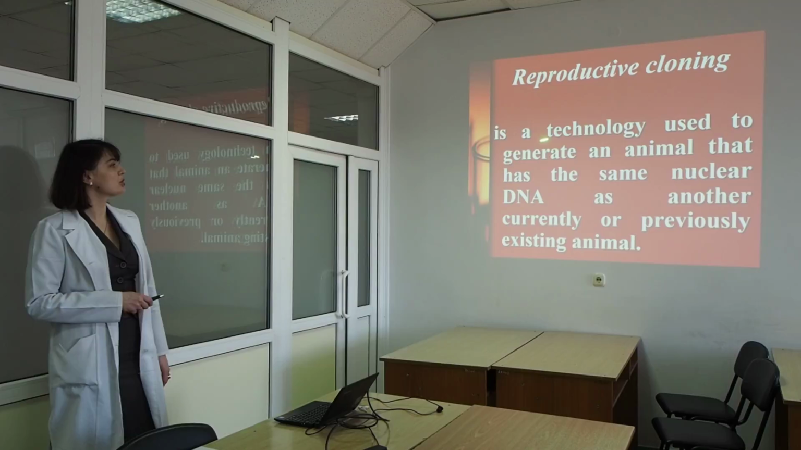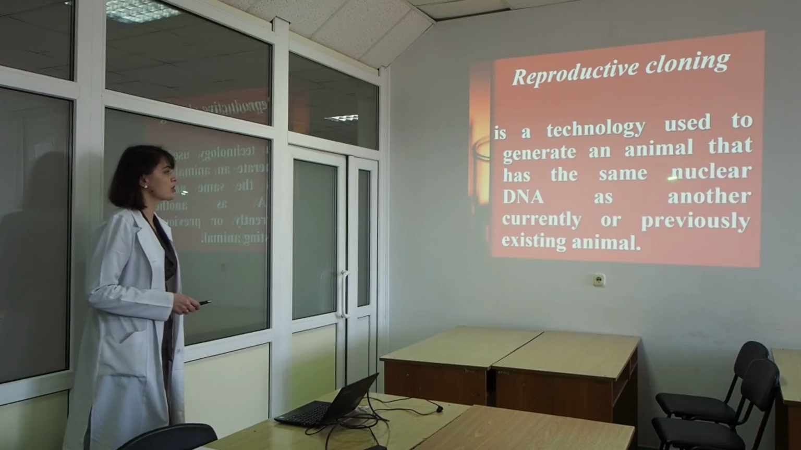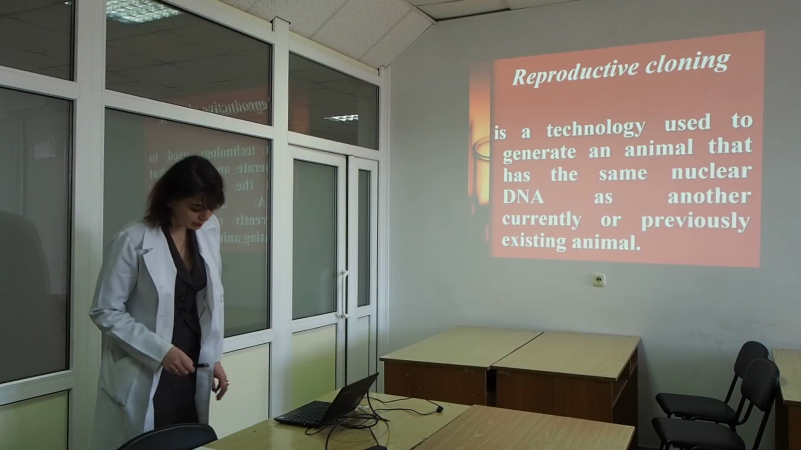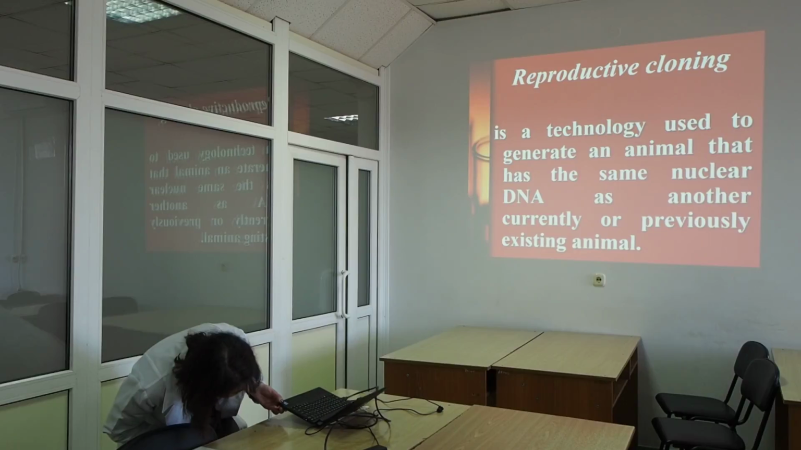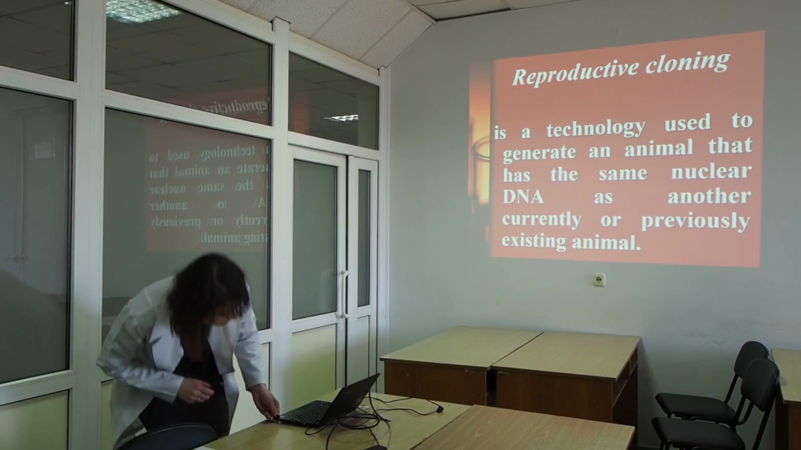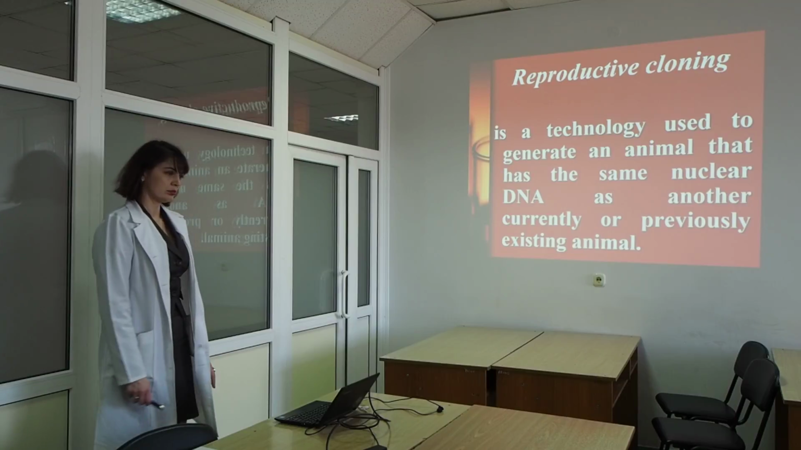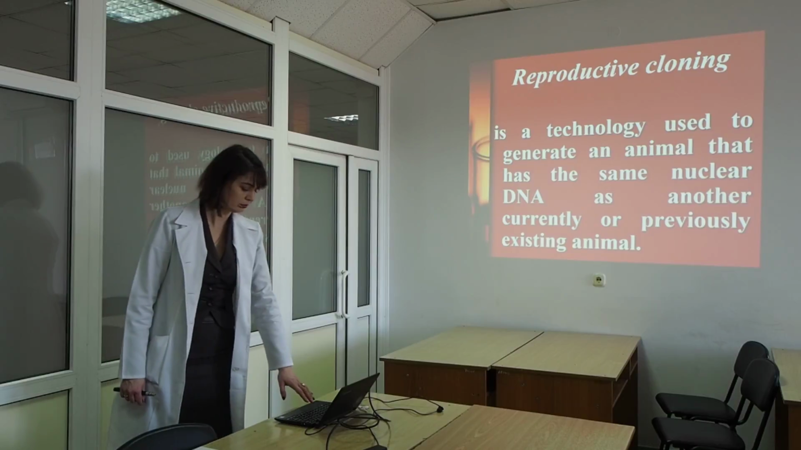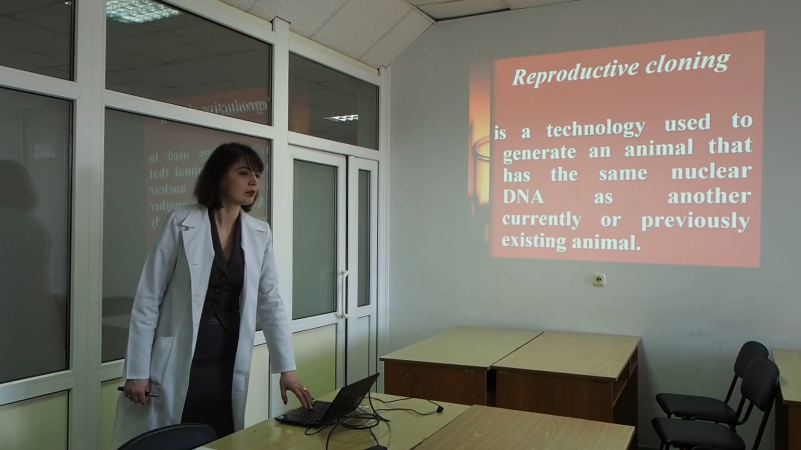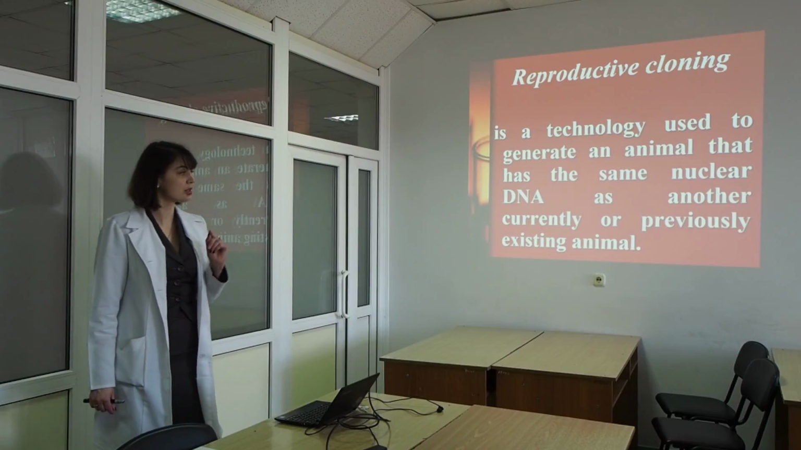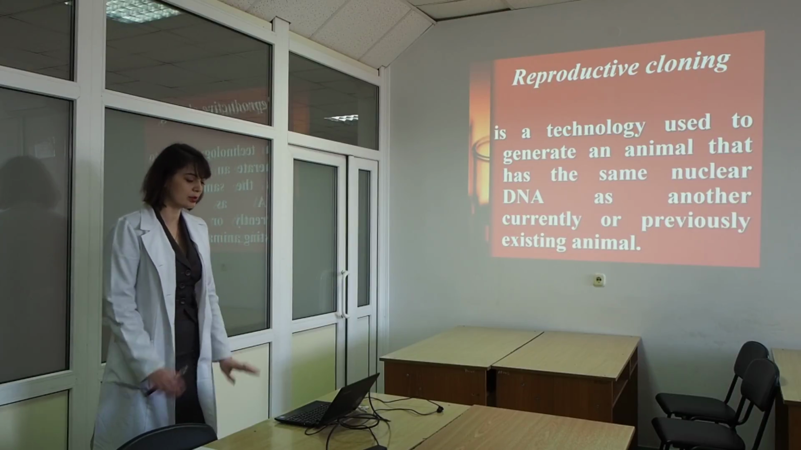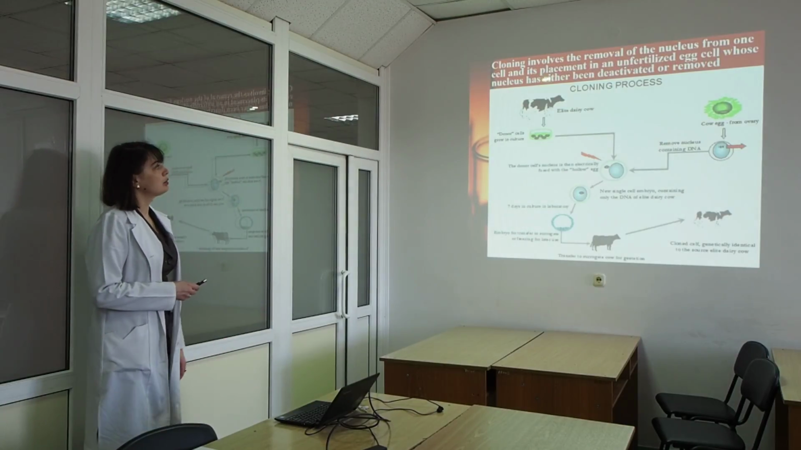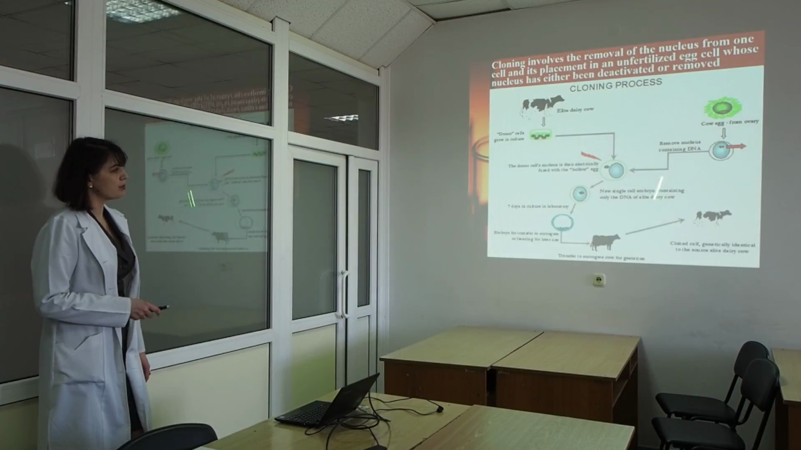Reproductive cloning, technology used to generate an animal that has the same nuclear DNA as another currently or previously existing animal. And then again, short description, and then movie. And you will be relaxed. But this must be written. Next. Cloning, this is what you should write. And then we will switch and move it.